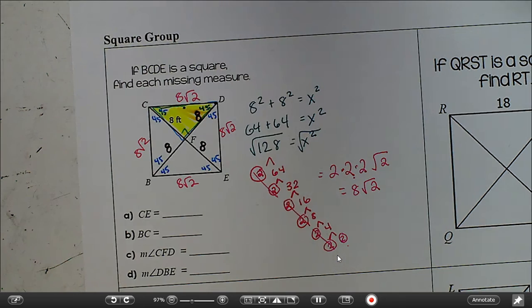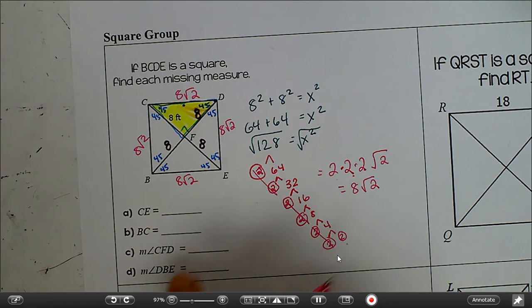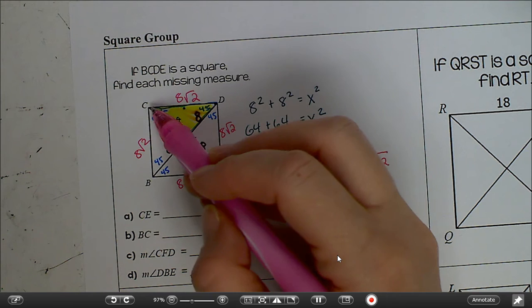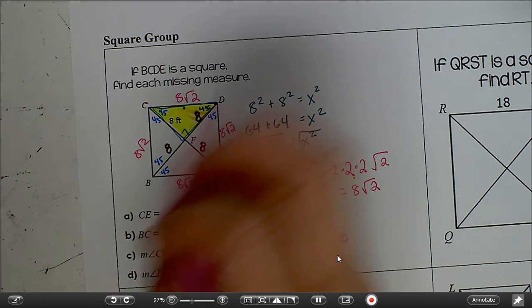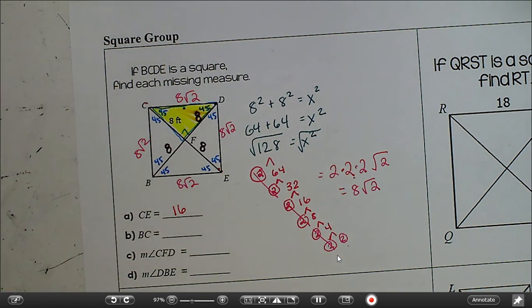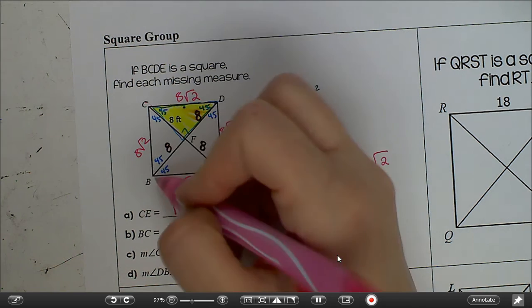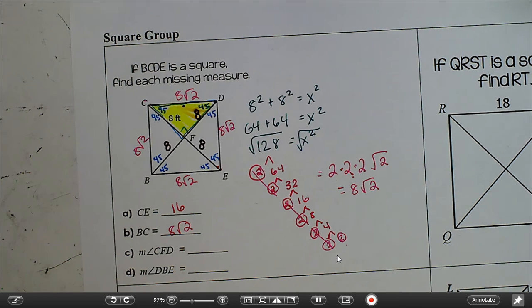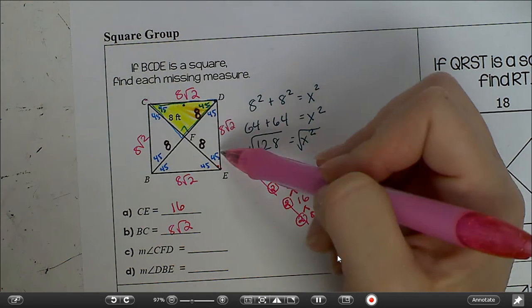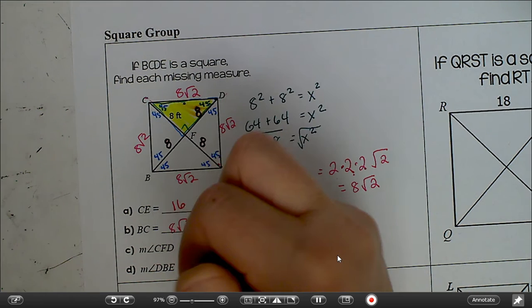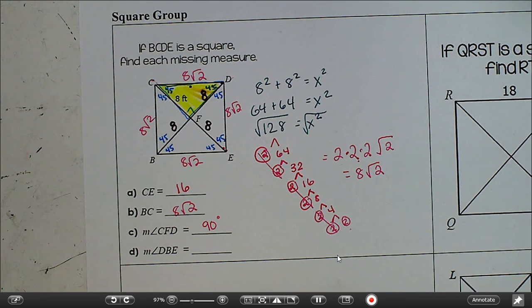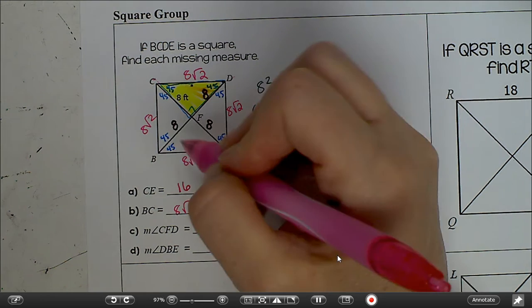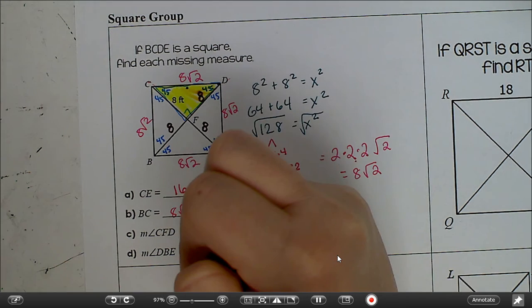All right, let's check it out down here. CE is this whole diagonal. Each piece is 8, so 16 would be the whole thing. BC, 8 root 2. CFD, 90 degrees. That's a popular question, by the way, when there's no information given, just to know that that's 90. And then DBE is 45.